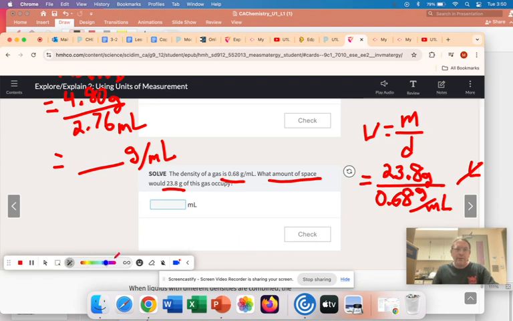Then grams will cancel, and I will have to divide 23.8 by 0.68 and be left with a unit of milliliters for my volume. So do that all with your calculator and put your answers right there.